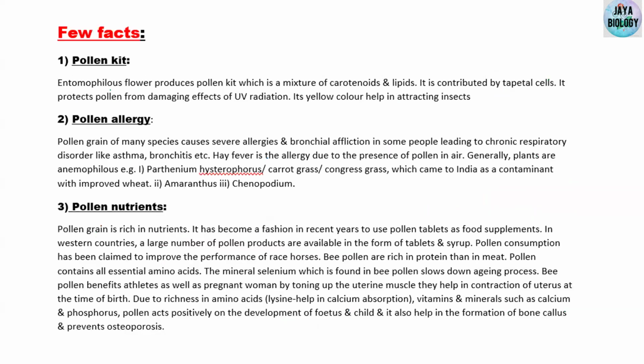Now see, a few facts are there. We have already studied in the previous video what pollen kit is. Pollen kit is a mixture of carotenoid and lipid. It is produced by tapetal cells and it is used for attracting the insects. Its yellow color helps to attract insects. This means we are using insects for pollination, so it is made by entomophilous flowers. Entomophily means that pollination is done by insects.